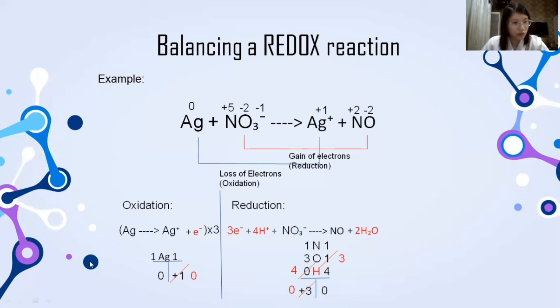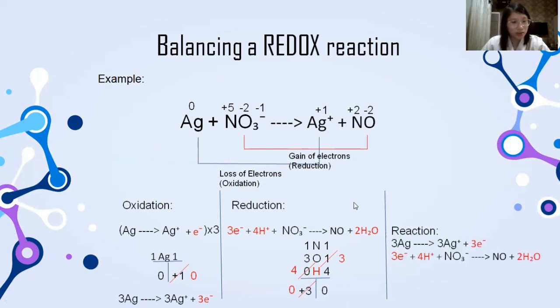So this will be the oxidation reaction. Now that we found both of the reactions, we can combine them. The electrons will cancel each other, and this will be the final reaction. This is the final reaction.